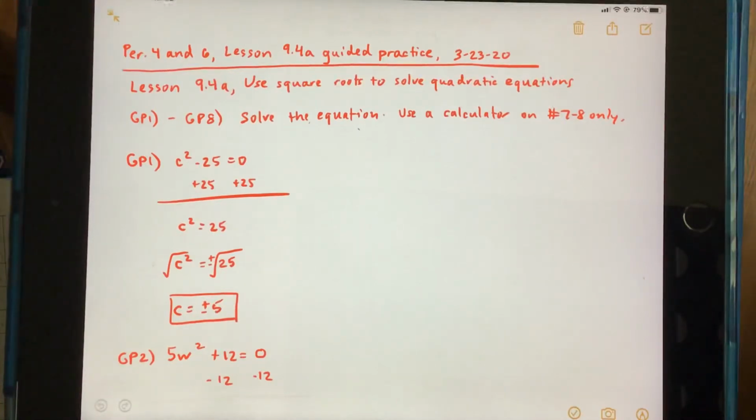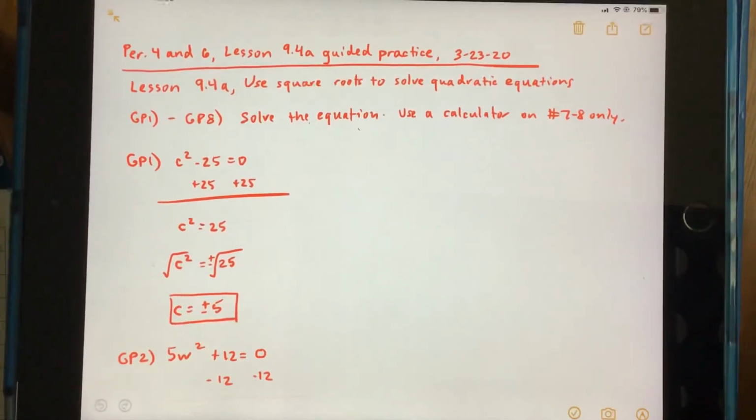We will need a calculator that can take square roots, so even a basic four-function calculator typically will be useful for working out your square root problems. Of course, any other higher level calculator will have that capability as well. So let's take a look now at guided practice 1.